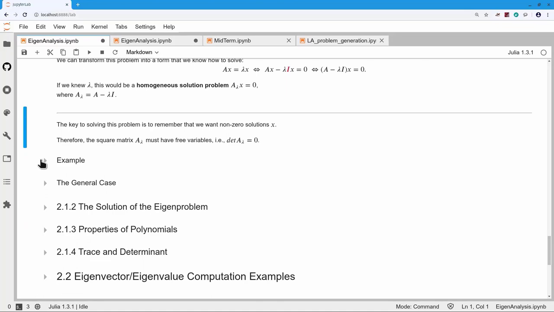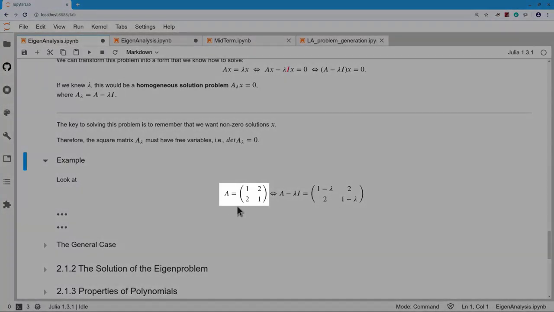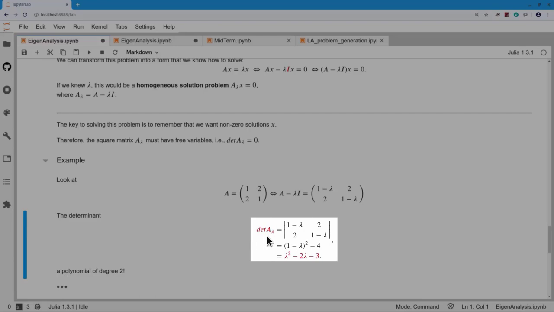Let me give you an example. Look at the matrix A, 1, 2, 2, 1. If I subtract lambda I from it, that subtracts lambdas from the diagonal, since that's the only place where I has non-zero entries. So A minus lambda I looks like 1 minus lambda, 2, 2, and 1 minus lambda. So minus lambda on the diagonal. If I compute the determinant of that matrix, it multiplies out to the polynomial lambda squared minus 2 lambda minus 3.